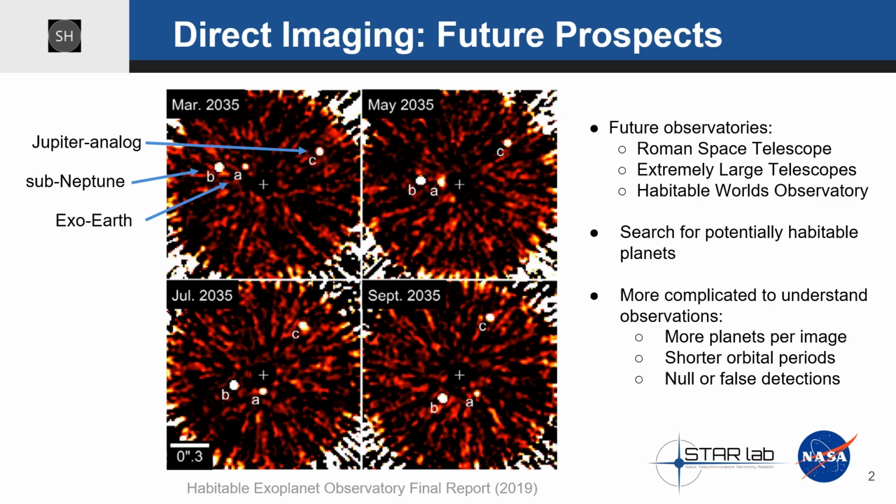On this slide, you're seeing a simulated system. This is from the HABEX final report. It would be a 3-planet system around a sun-like star imaged at 4 different times. These systems are going to be more complicated to observe and interpret because there will likely be more planets per image. The planets might have relatively short orbital periods, and we might also have false or null detections while we're observing. All of these factors contribute to a confusion problem that has been predicted for future observations.